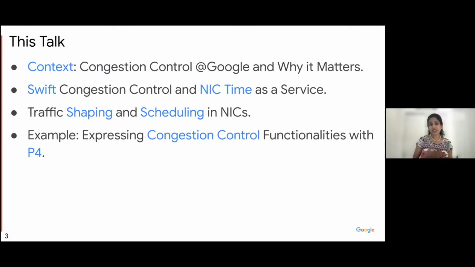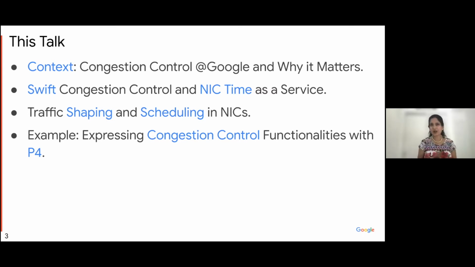This talk is structured as follows. First, I'm going to start out with some context on why we actually care about congestion control at Google and capabilities for transport in NICs, and why it actually matters. Then we're going to deep dive a little bit into Swift congestion control, taking it as a running example through the talk, and NIC time as a service as one of the key capabilities in NICs that we care about.